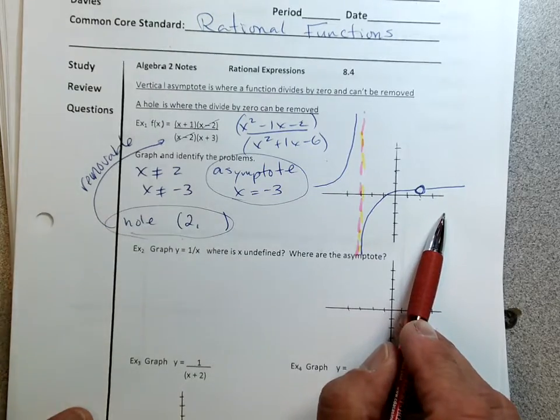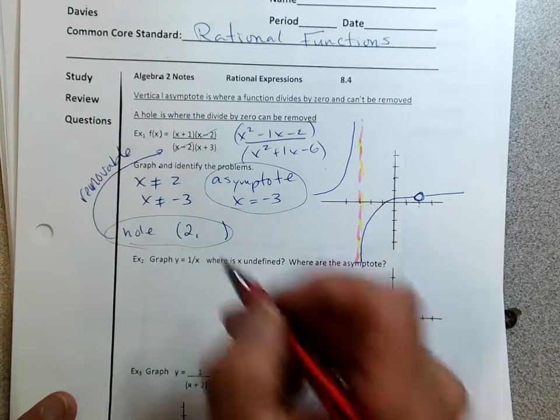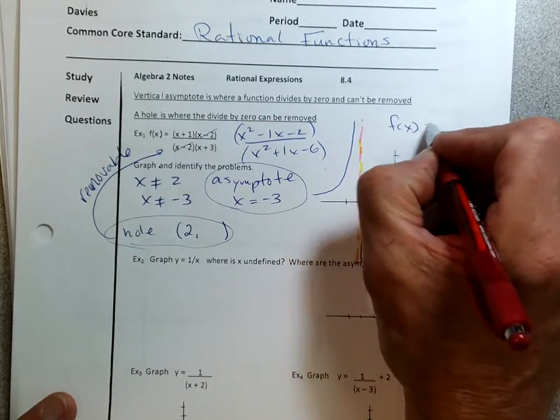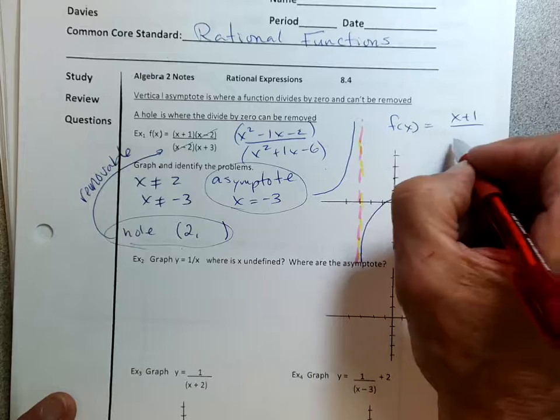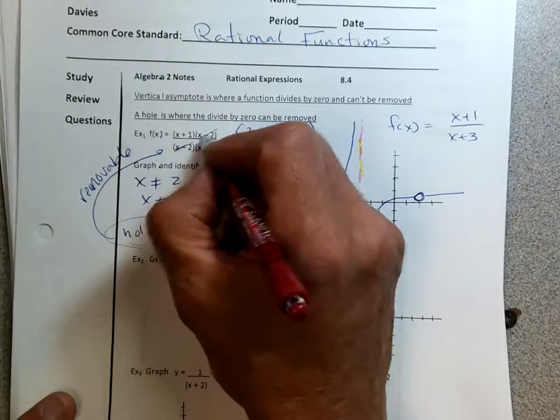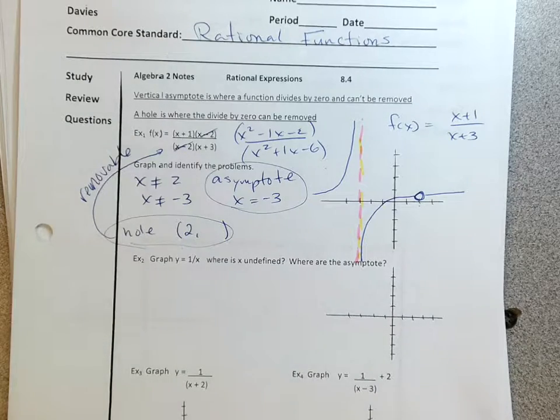Let's do what Tamley suggested. Let's cancel, cancel, and rewrite this as f of x equals x plus 1 over x plus 3. Okay? I do the cancel, cancel, right? Okay, how am I doing? Now, can I plug 2 in now?